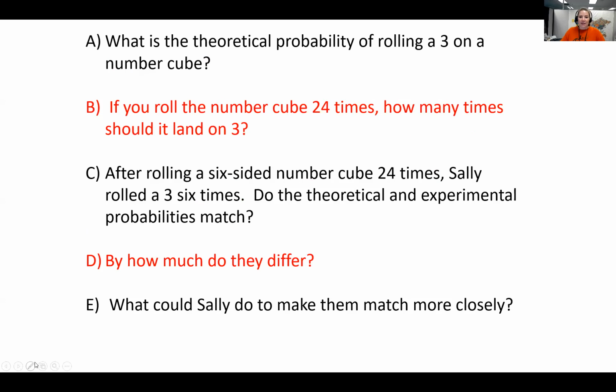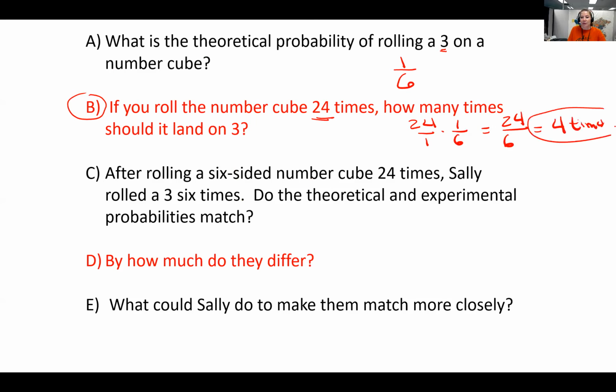All right, letter A. What is the theoretical probability of rolling a 3 on a number cube? Well, how many 3s are on a number cube? Only 1, right? 1 out of 6. If you roll that number cube 24 times, how many times should it land on 3? Well, I want to know what is 1/6 of 24, which basically means 24 divided by 6. Theoretically, you would get a 3 4 times after doing this experiment 24 times.